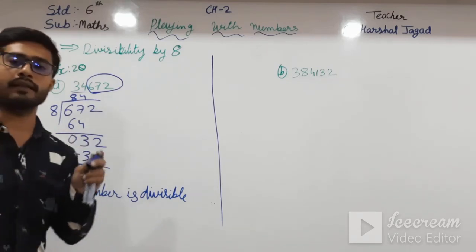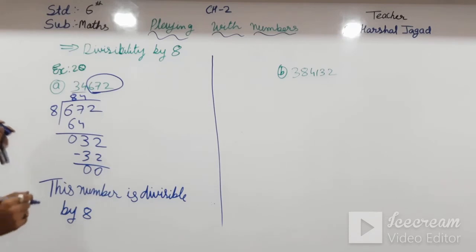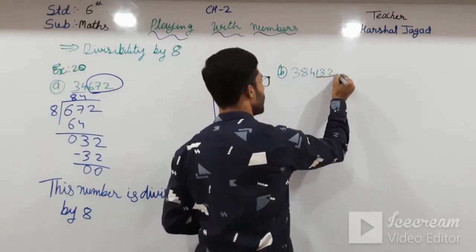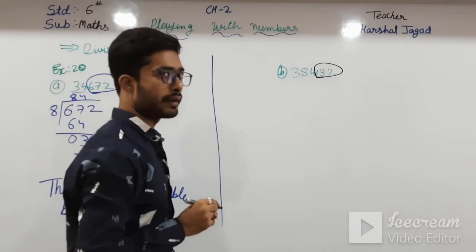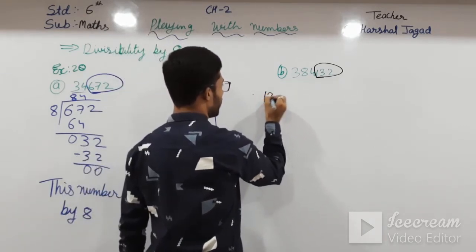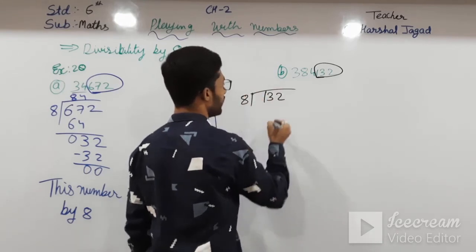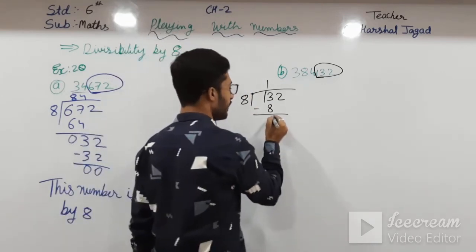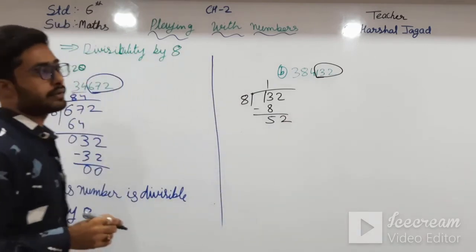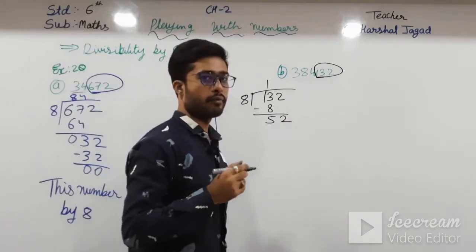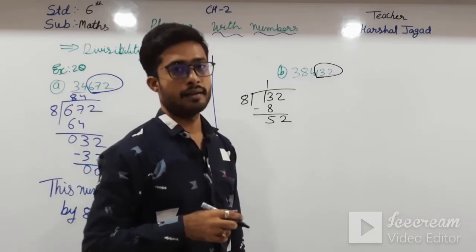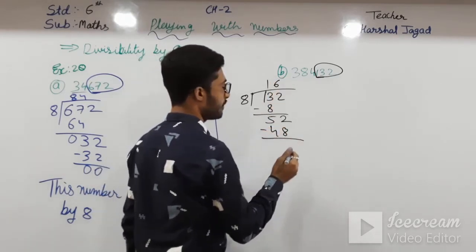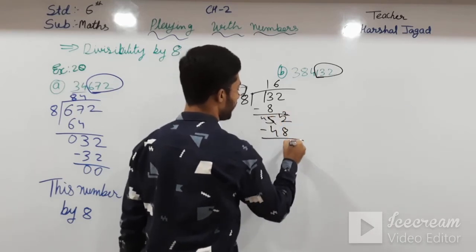Okay students, this number is divisible by 8. We have to just check the last 3 digits. Is it divisible by 8 or not? See here, the last 3 digits over here are 132. So 132 divided by 8. 8 ones are 8. How many remaining? 8, 9, 10, 11, 12, 13, 52. 8 5s are 40, 8 6s are 48, 8 7s are 56. So 8 6s are 48. We will do minus, 4, 12, remaining 4.